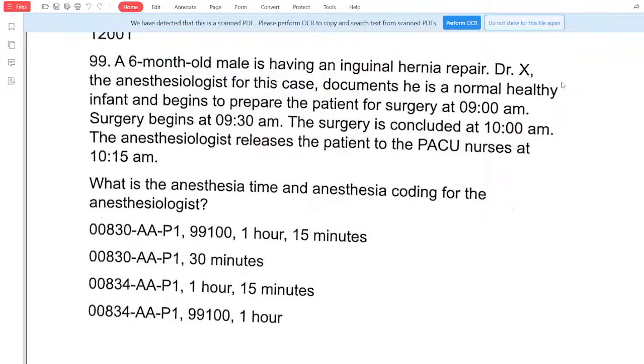Here also, answer C is the correct answer. Not A, Monica. Just check the code here. 00834 is the correct answer. And also 99100 is mandatory because in our question, a 6-month-old baby is mentioned, right? So you have to add the 99100 code. Sorry, no need to code that, because 00834 already contains the age of the baby. So option C is the correct answer, dear. 00834 is the correct answer.